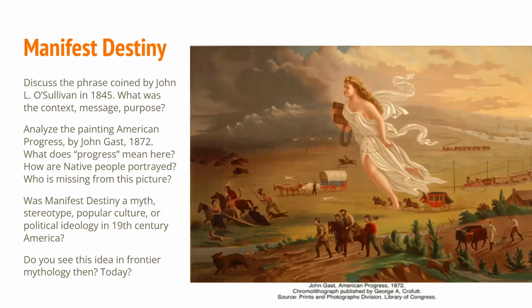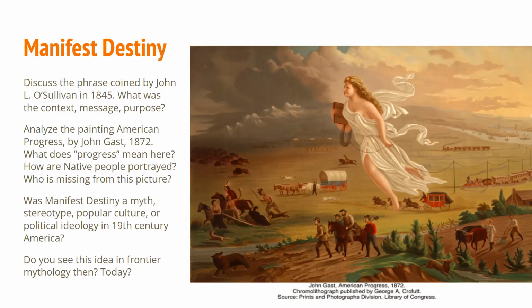So one concept that's important for students to understand when you're talking about this is manifest destiny. And you can talk about this phrase, which was coined in 1845. And I'm sure that most of you already work with this material in your classes. It's pretty common material around manifest destiny, and that's kind of why I included it tonight. But looking at this painting from 1872, the title is American Progress.